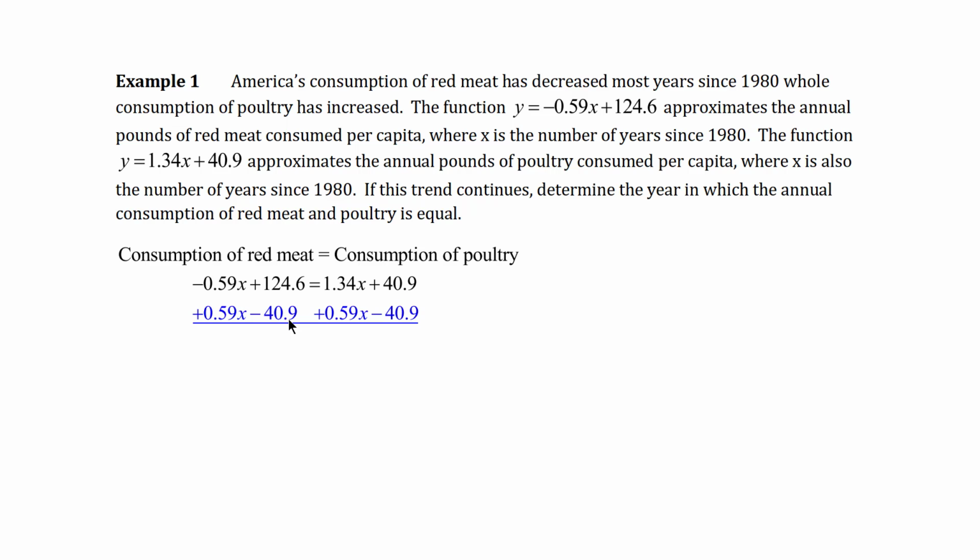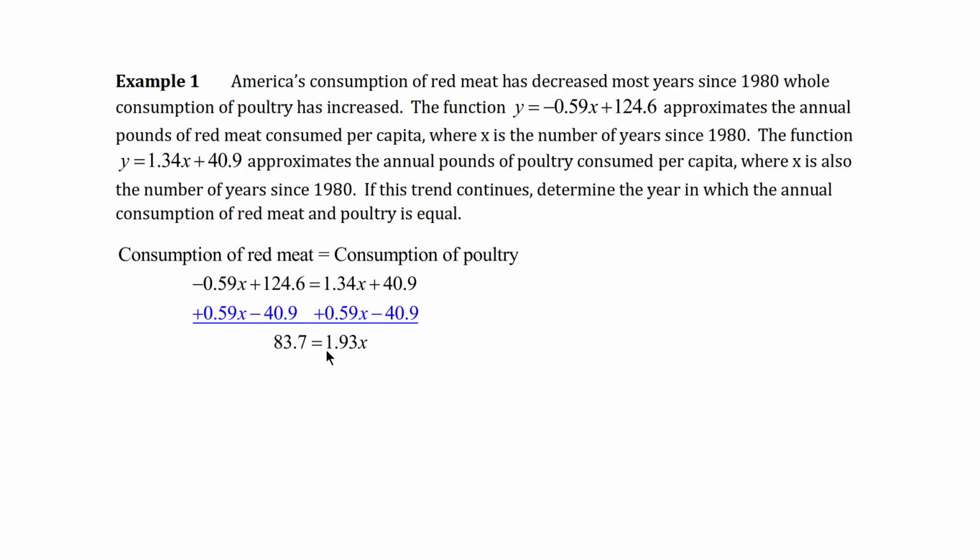Simplifying the left-hand side, negative 0.59x plus 0.59x cancels out. 124.6 minus 40.9 is 83.7. On the right-hand side, 1.34x plus 0.59x is 1.93x. 40.9 minus 40.9 cancels out. The result is 83.7 equals 1.93x.